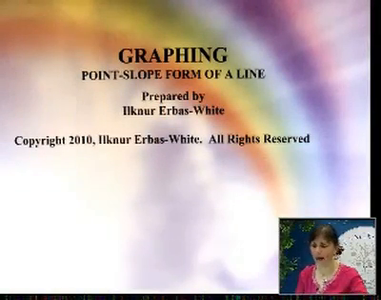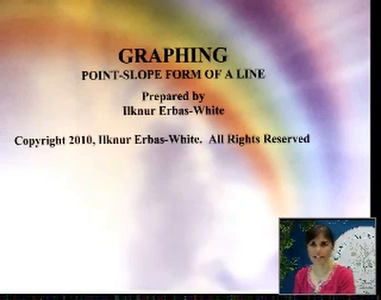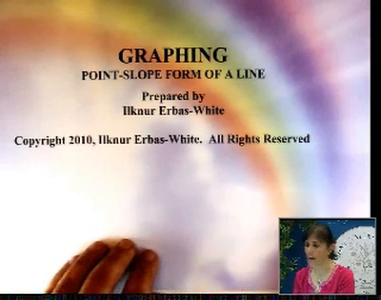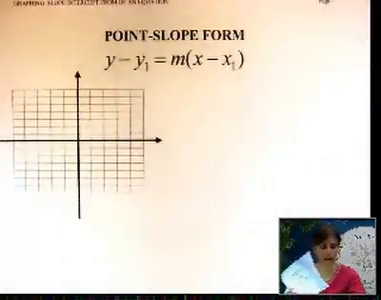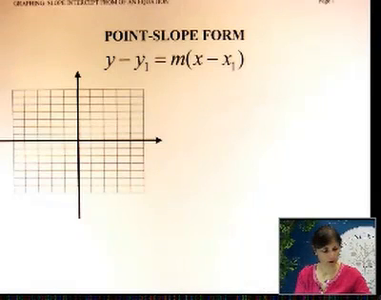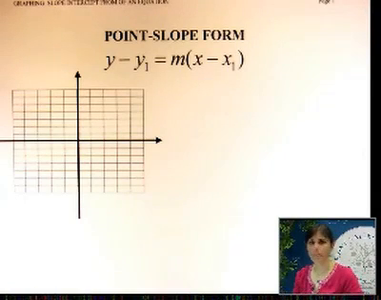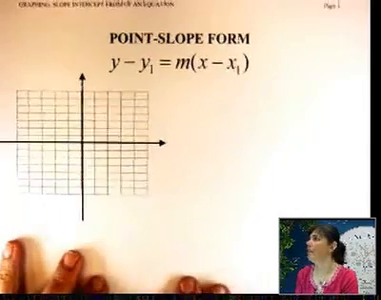Today we'll talk about point-slope form of a line. We'll manipulate the equations and we will graph them. Okay, the first thing, the general formula: y minus y1 equals m times x minus x1. How does that work?